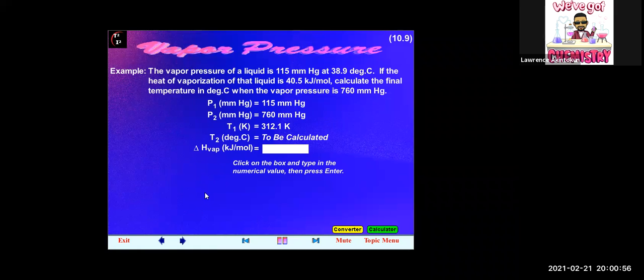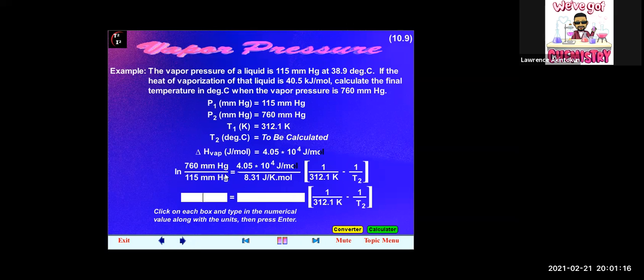In kilojoules per mole. Right, any question? And then your heat of vaporization in joules per mole, you have to convert it to joules per mole. That means you multiply by 1,000. So this is what you get once you do that conversion and you plug in the values.